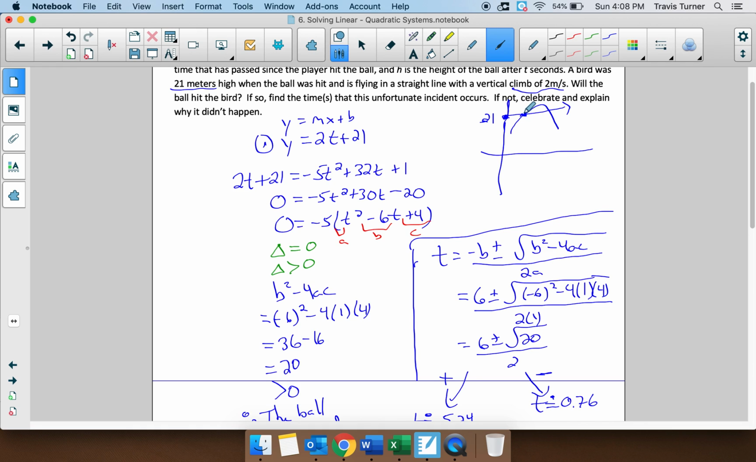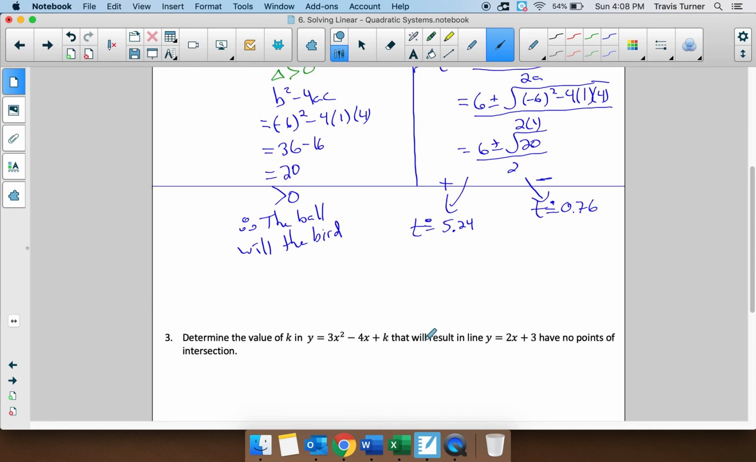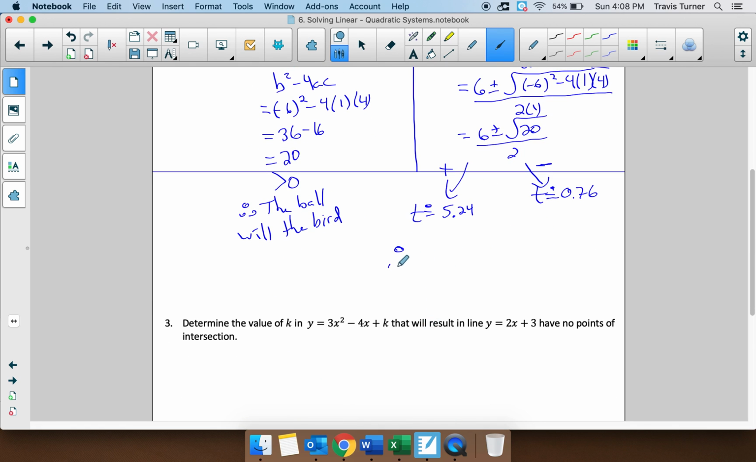So in this case, the bird probably gets hit at this 0.76, and I'm going to imagine the bird's dropping down like that and doesn't get hit again, but maybe it keeps going, who knows. So therefore, the bird gets hit when t equals 0.76 seconds, like that.